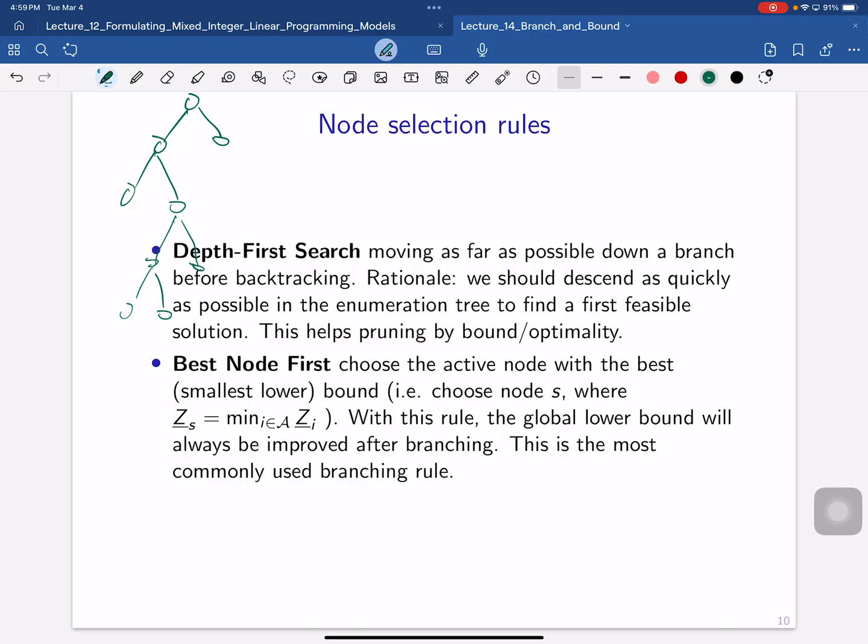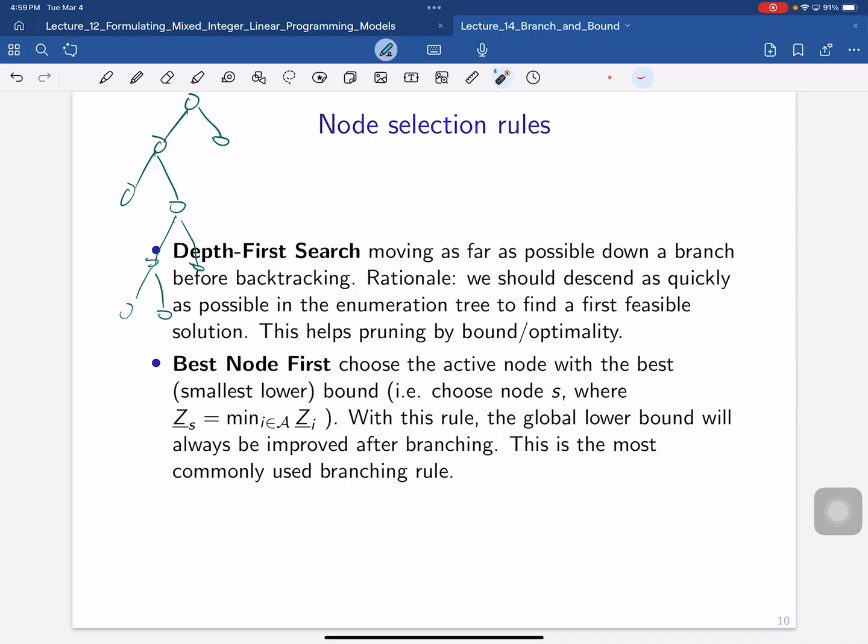The nice thing about depth first search is you will be able to quickly find a feasible solution, right? Because the more you branch down the tree, the easier you will be able to find a feasible solution since you are fixing a large number of binary variables. Okay, so this helps prune by bound or optimality.